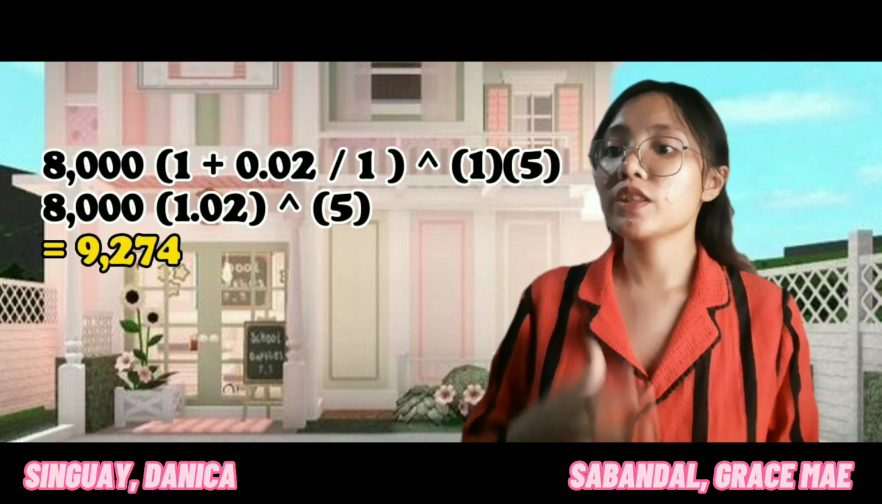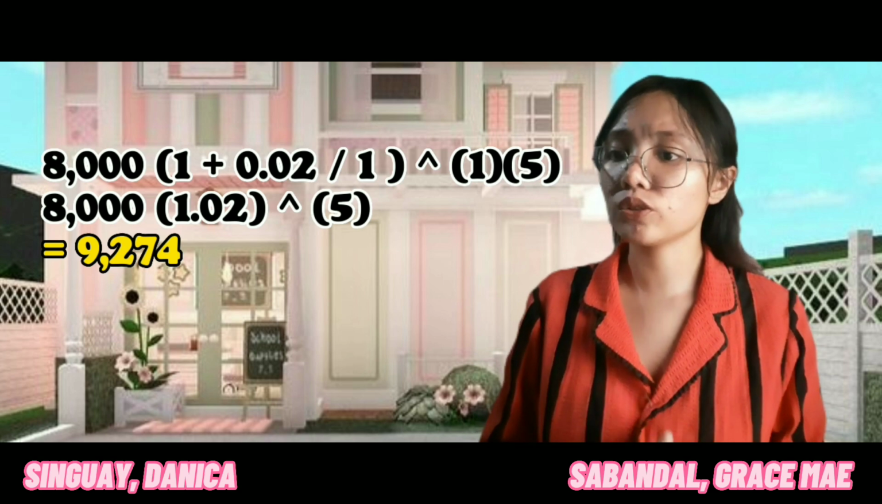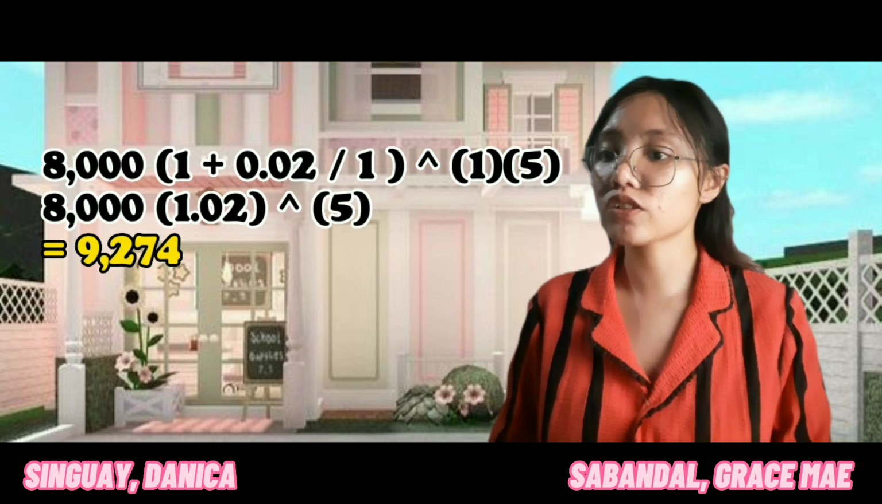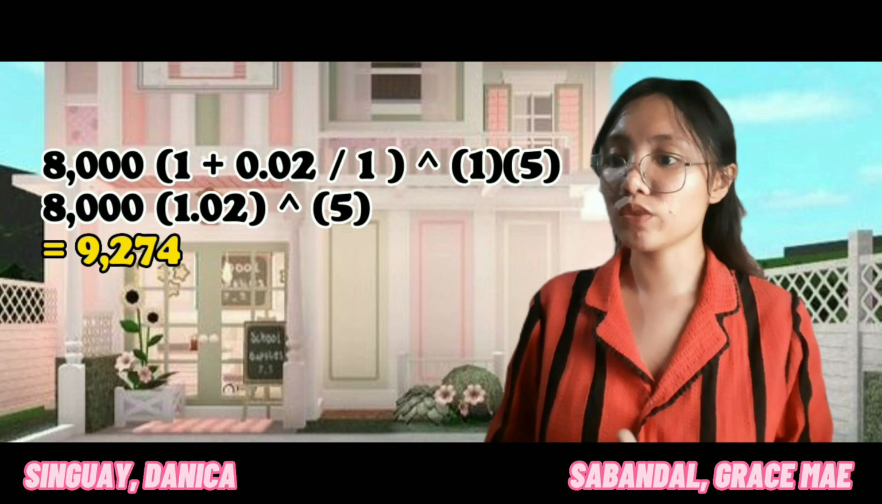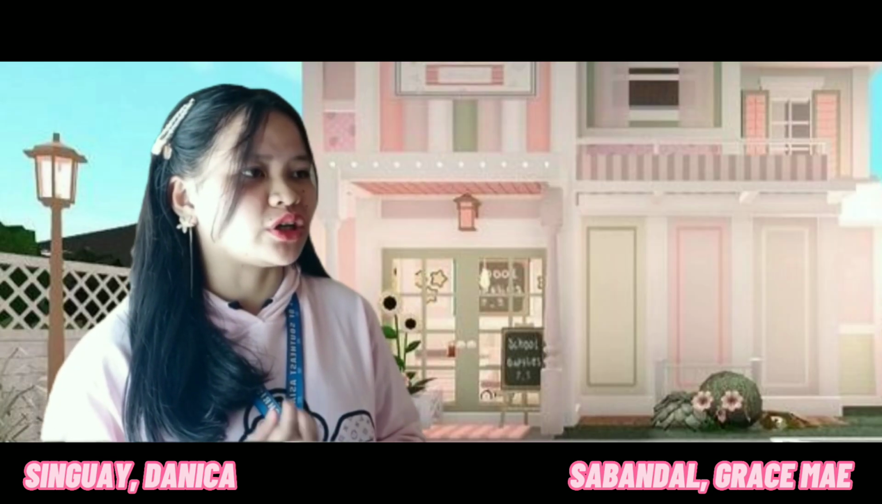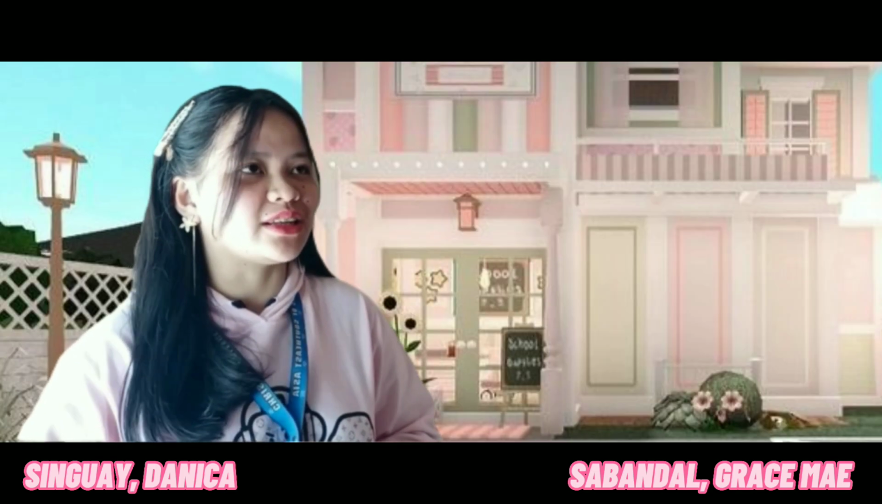By calculating the parentheses, you will have 1.02 raised to the power of 5 times 8,000. You will have the answer of 9,274 pesos, which will be the amount of your money after 5 years. Then now I know which one I should choose. Thank you for the help. It means a lot.